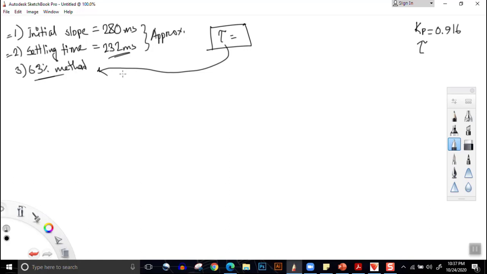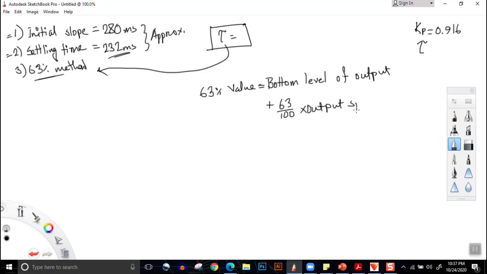Approximations. The definition of the 63% method is the time taken to reach 63% of the original value. So here what we need to do is find the 63% value. The formula of the 63% value is the bottom level of output plus 63 by 100 into output span. So this is the formula of the 63% value.